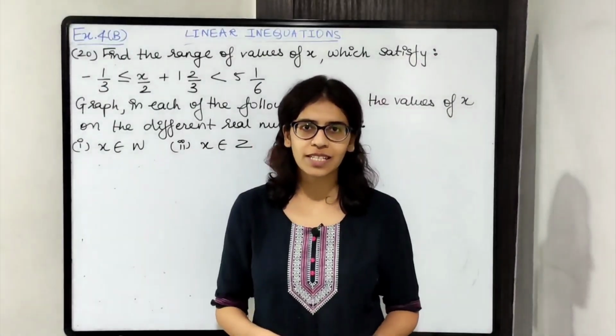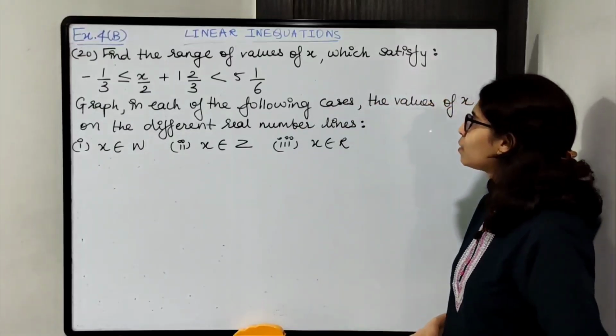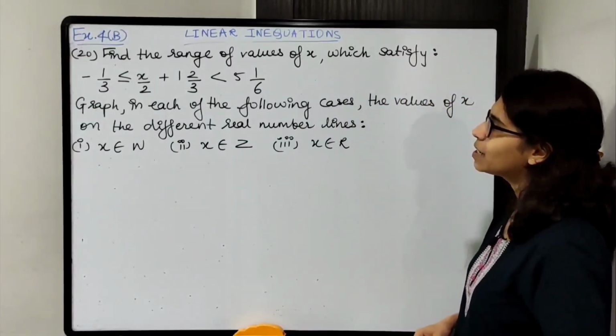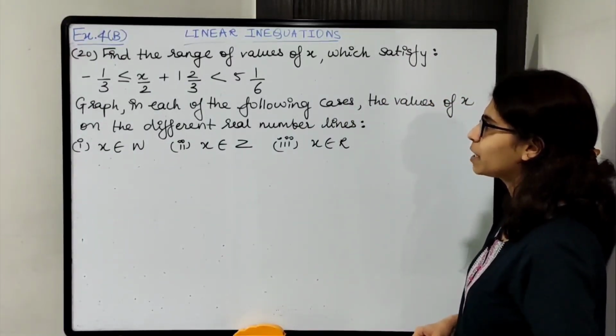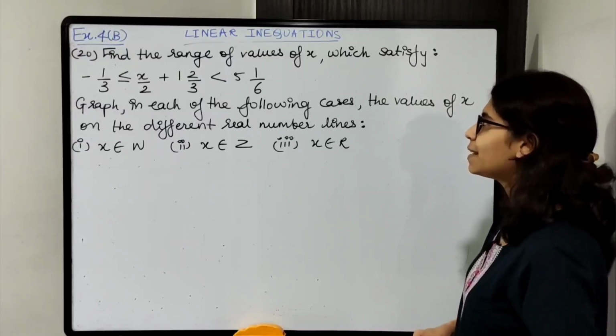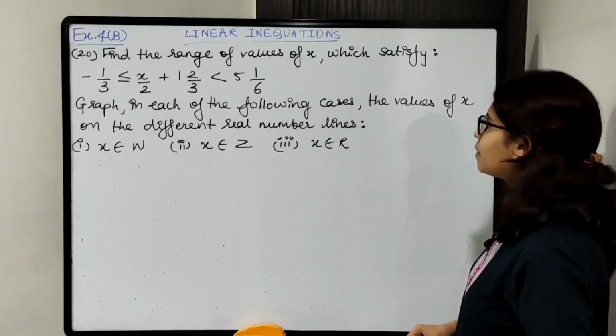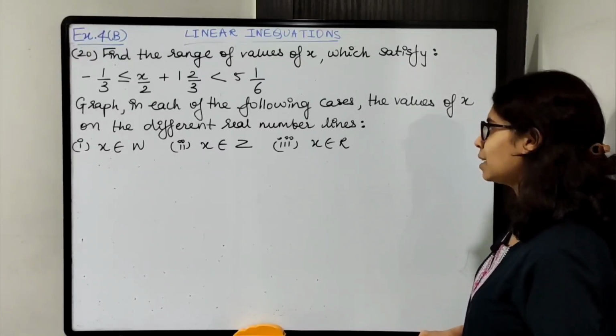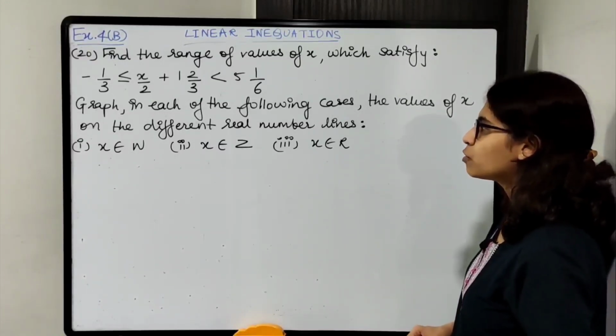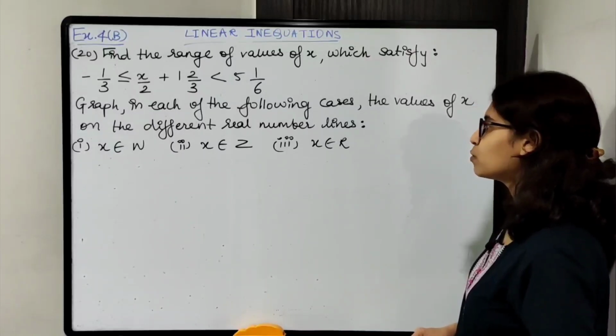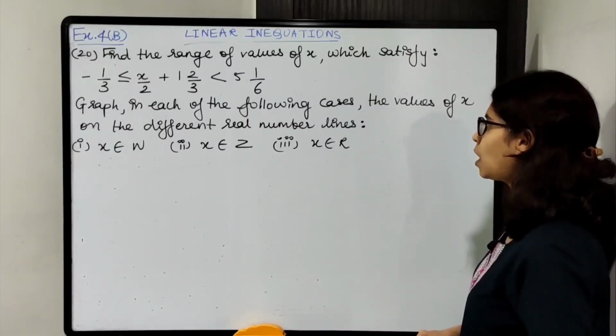Question number 20. Find the range of values of x which satisfy -1 by 3 less than or equal to x by 2 plus 1 2 by 3 less than 5 1 by 6. Graph in each of the following cases the values of x on different real number lines. First part x belonging to W, second part x belonging to Z and third part x belonging to R.